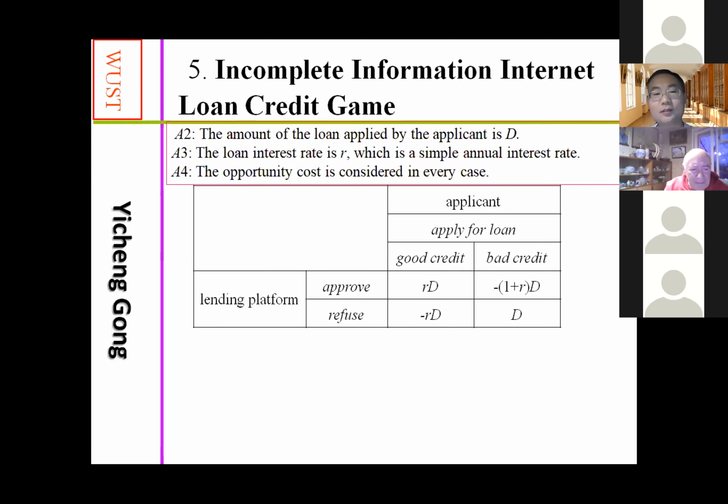Sorry, I have a question. Okay. Please. In this slide, why, if the lending platform selects refuse and the applicant has bad credit, is the result D? Because if the lending platform refused, it should be 0. Because I take into account the opportunity cost. Opportunity cost. Yeah. Refused the bad credit, lost D. Yeah. So if he did not refuse, he will lose.